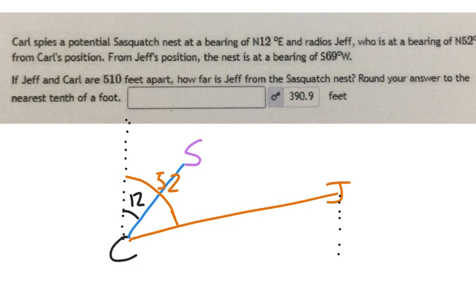So we got a triangle. Let me draw it bigger now. Not to scale. 11, 165, and this one is 180 minus 11 minus 165. That's it. That's your triangle.